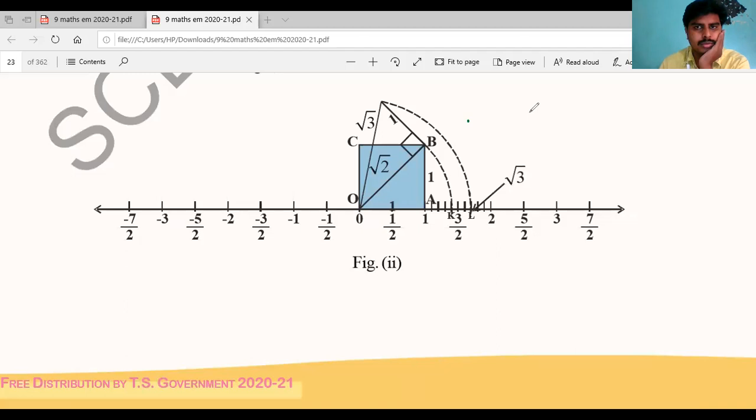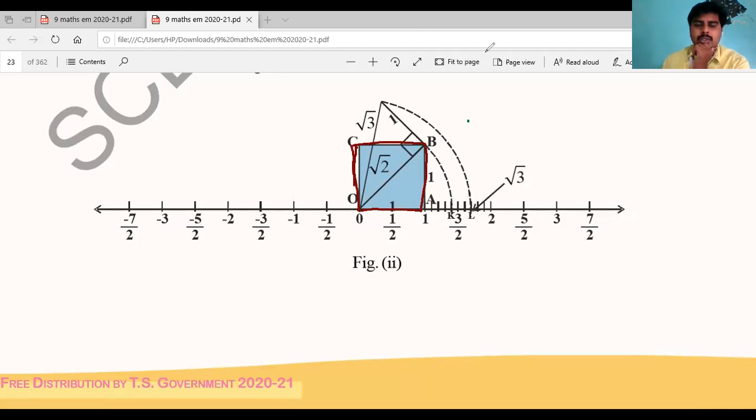Sir, I can't understand the right angle triangle in root 3 or root 2. In root 3, you didn't understand, right? Yes, sir. Okay. Is it clear up to root 2? Yes, sir. Root 2 is clear, right?